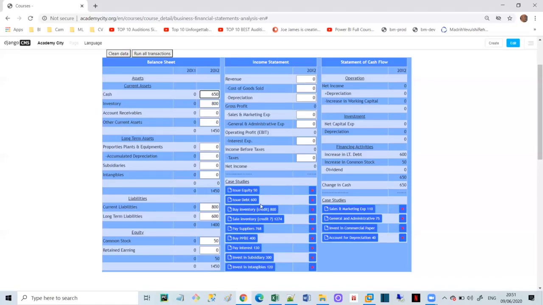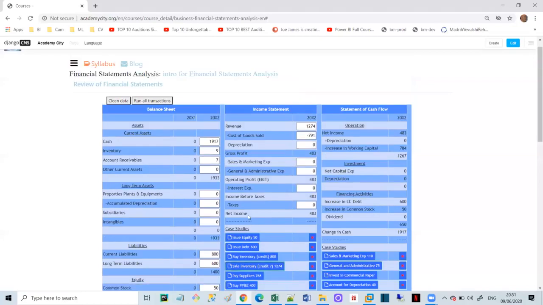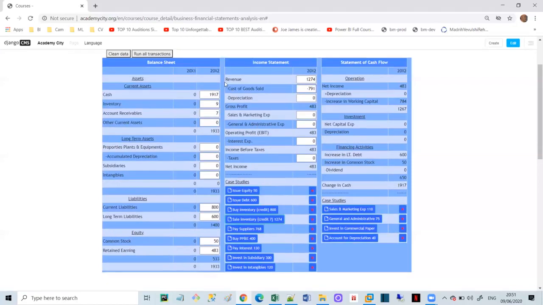Okay, let's take the next one, which is a little more complicated. Let's click on that one and review it one more time. We sold to customers for $12.74. We sold most of our inventory, but we are left with some inventory. And we gave a credit to customers, so we didn't collect the whole amount. We collected most of it, but we gave them some credit.